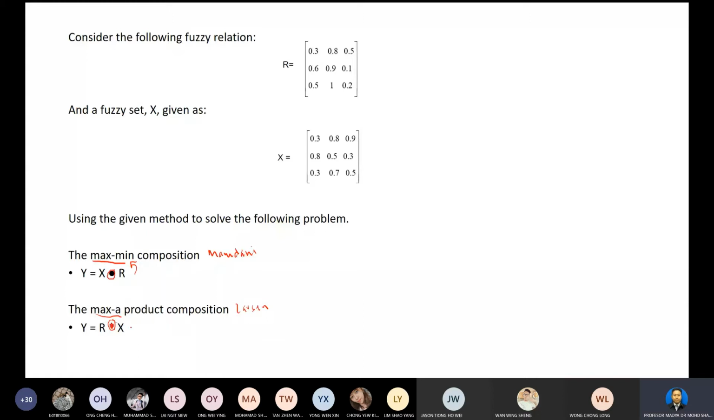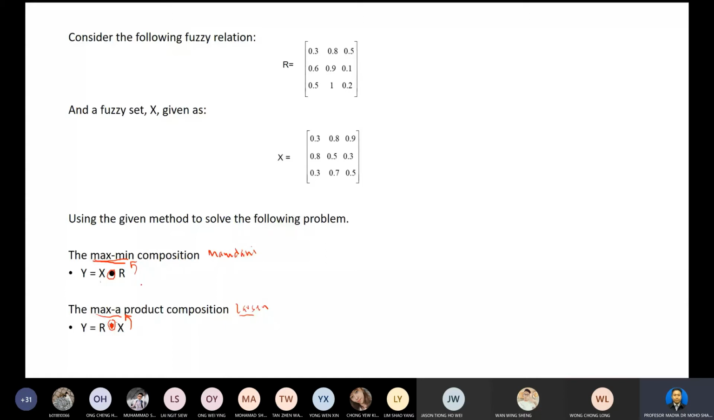But please make sure the operation is correct. For example, this one is max, and max-product means we use Larsen. If you use this one, the same, but we use it for Mamdani. First, make sure you follow the correct relation: X dot R.